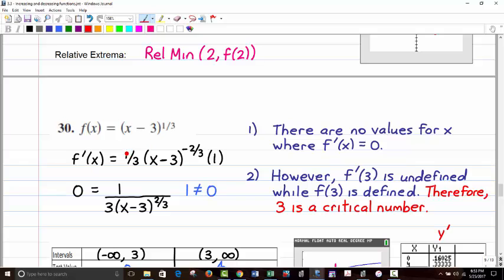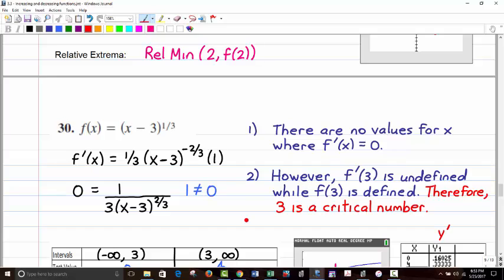Here you take this derivative, 1/3 times x minus 3 to the power of negative 2/3. I'm noting the 1 there to make sure I didn't forget the derivative of the inside. I would have gotten lucky here, but it's not something to depend on luck. Do it correctly. So I drop this down and come up with this. So this fraction can never be 0. 1 can't be 0. So we're not getting any critical numbers that way.